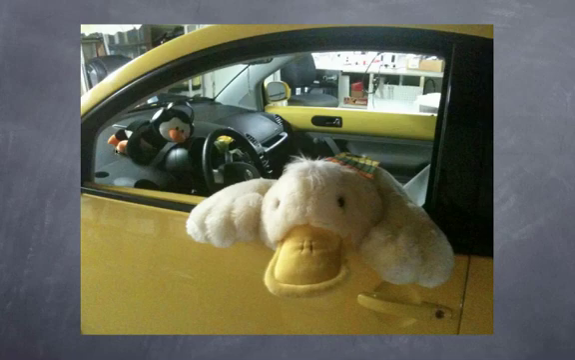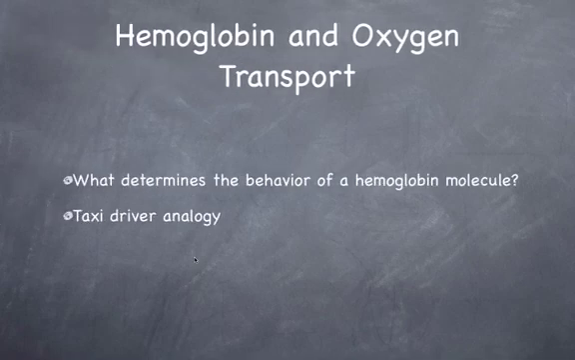And of course, Flops is too small to drive. He can't reach the wheel and the pedals at the same time. So he relies on his friend Quackles. This is Quackles the duck. Quackles usually does the driving, but sometimes Quackles isn't available to drive and Flops has to take a cab. So I started thinking about cabs and what a great analogy that would be between what hemoglobin does and what a taxi cab driver does.